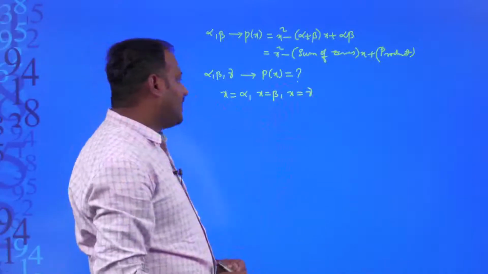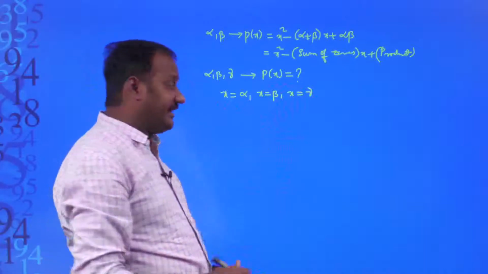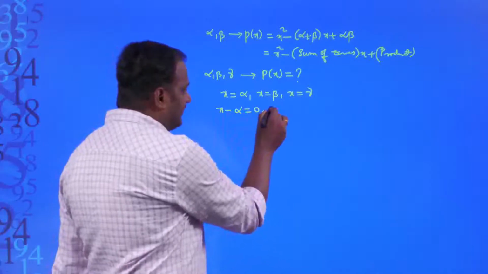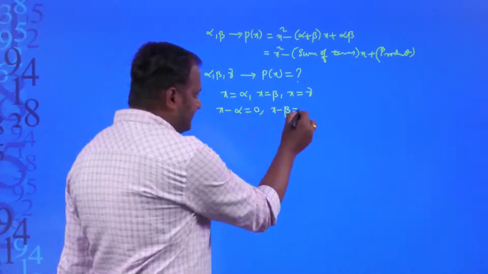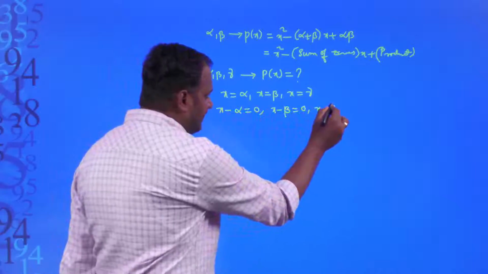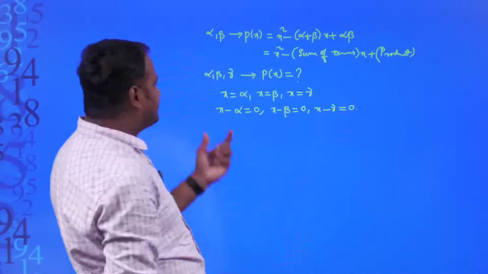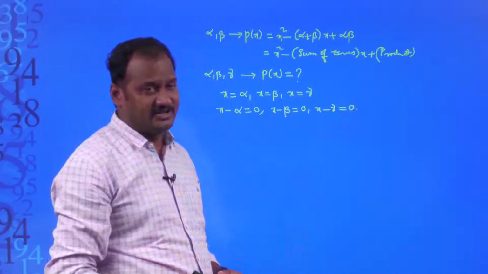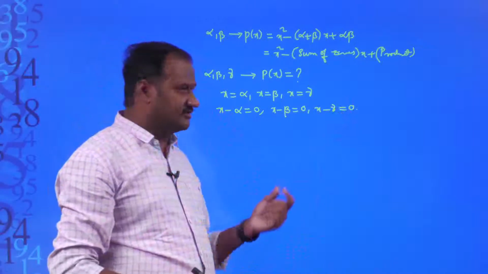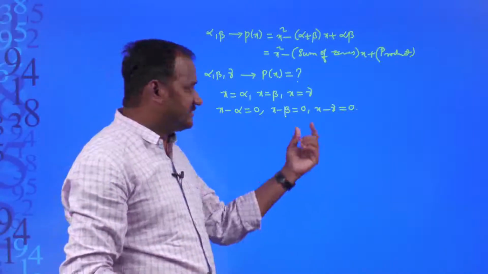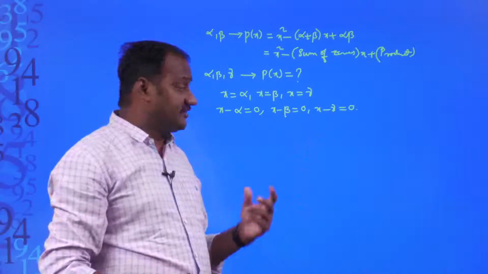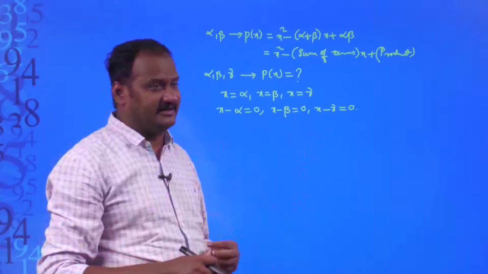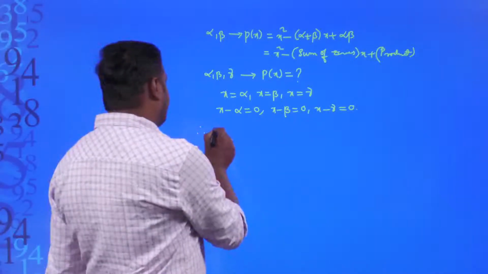If x is equal to alpha, meaning alpha is one of the zeros, then we can say that x minus alpha is equal to 0. Similarly, x minus beta is equal to 0 and x minus gamma is equal to 0. So, x minus alpha is one of the factors because alpha is one of the zeros, x minus beta is another factor, x minus gamma is another factor. So, when you multiply all these three factors, you get a third degree polynomial. So, what is that third degree polynomial?